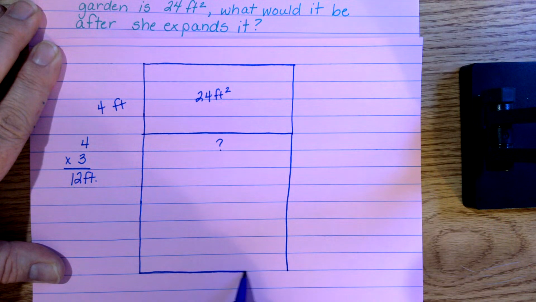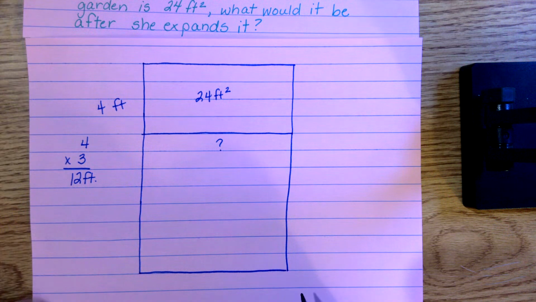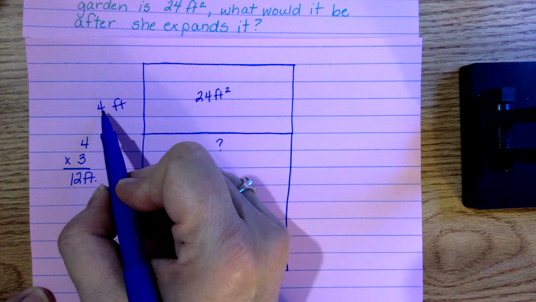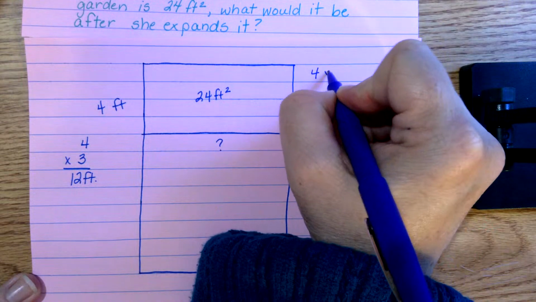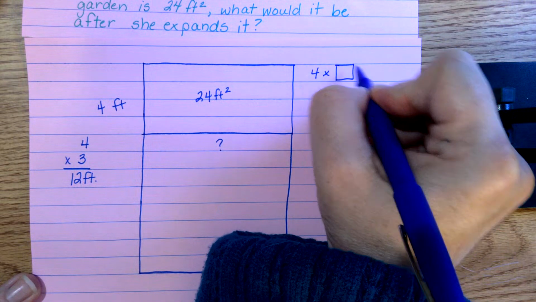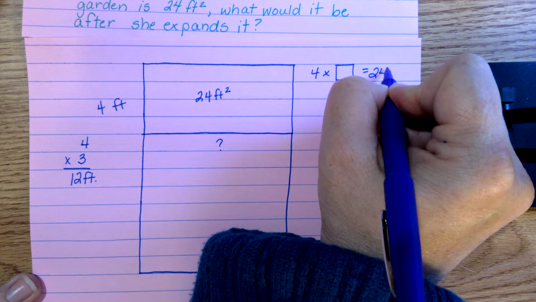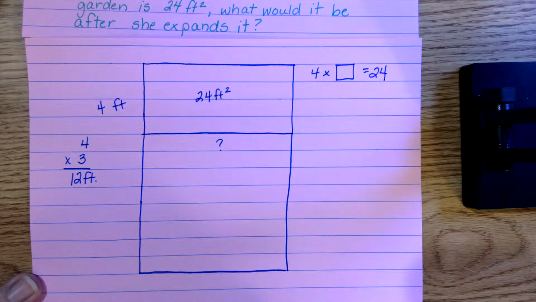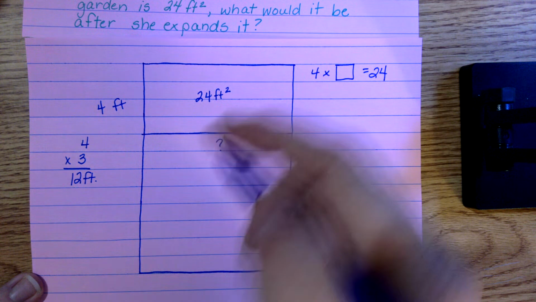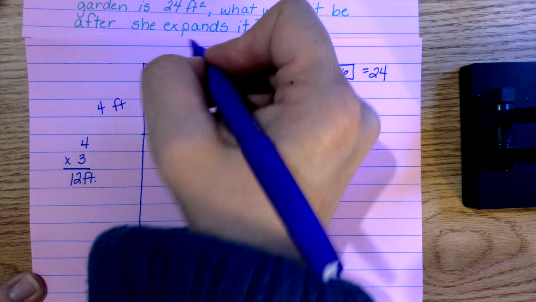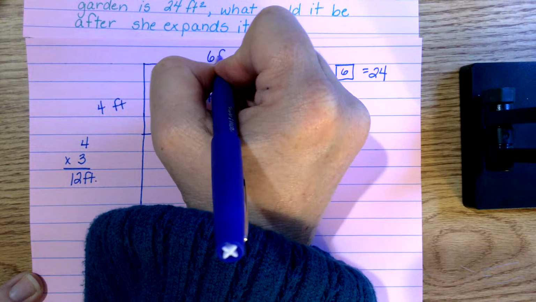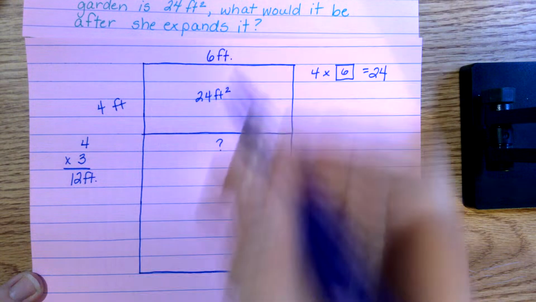It's still going to be whatever distance this is wide. We can figure out what the width is by asking ourselves, 4 times what equals 24? Think about it. If you said that 4 times 6 equals 24, you now have the label for your width, 6 feet wide, 6 feet across.